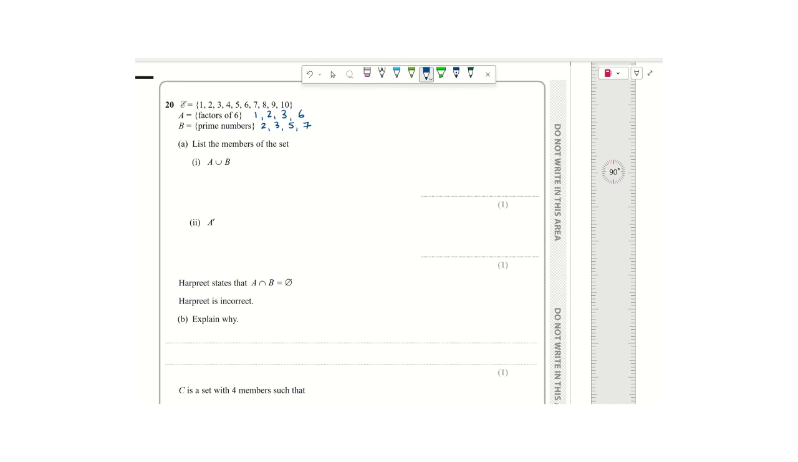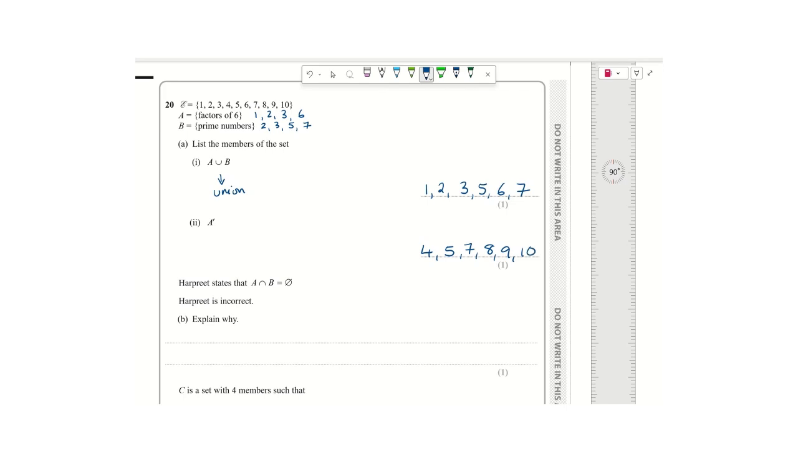So A union B, that's what that one means. That's anything in A or B. So I've got 1, 2, 3, 5, 6, and 7. So everything in A, 1, 2, 3, and 6, and then the extra ones from B, which are 5 and 7. Anything that is not in A, so A dashed is not in A. So I've got 1, 2, and 3 in A, so I've got 4, 5, I don't want 6, but I do want 7, 8, 9, 10.